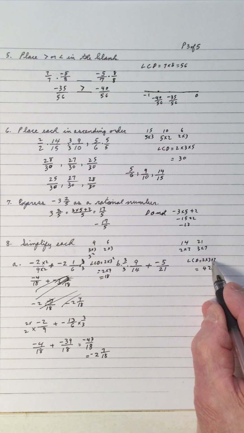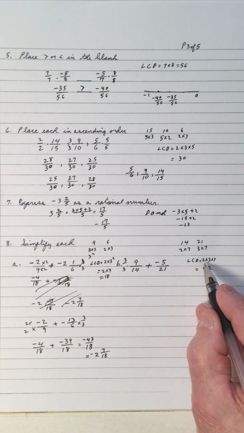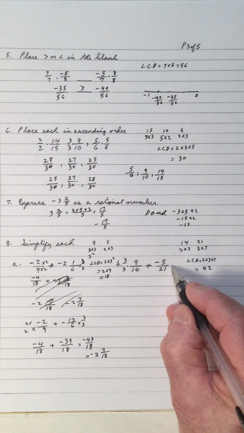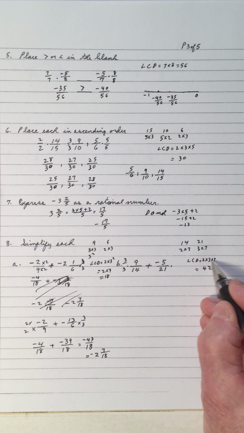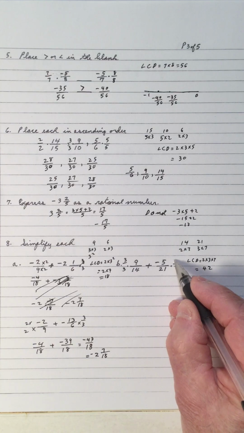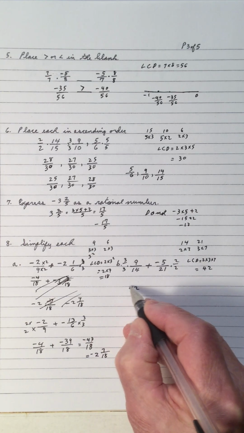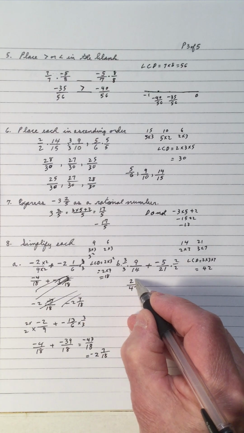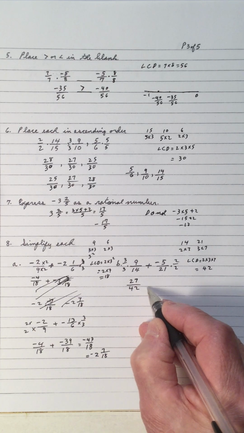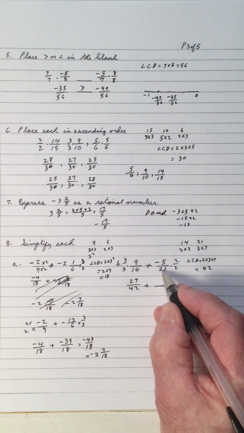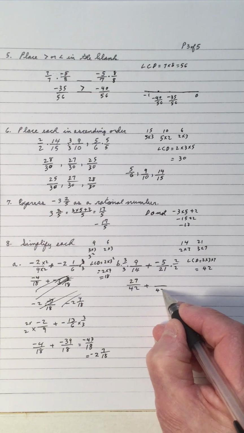So just look at these three numbers. You got 14 is 2 and 7, so you need a 3. You got 21, so you need a 2 to make it 42. So that's 42. 3 9s are 27, add on. 21 times 2 is 42.